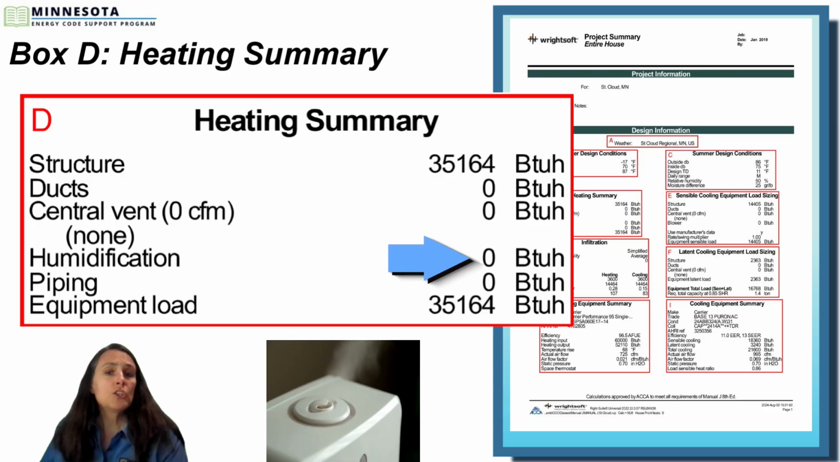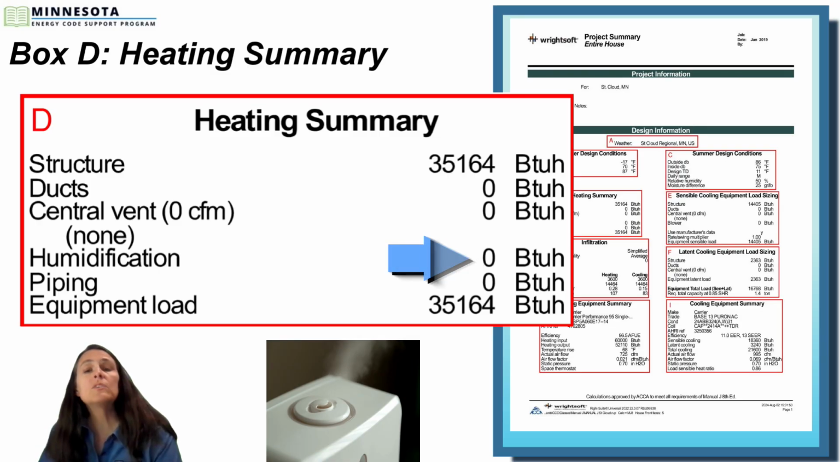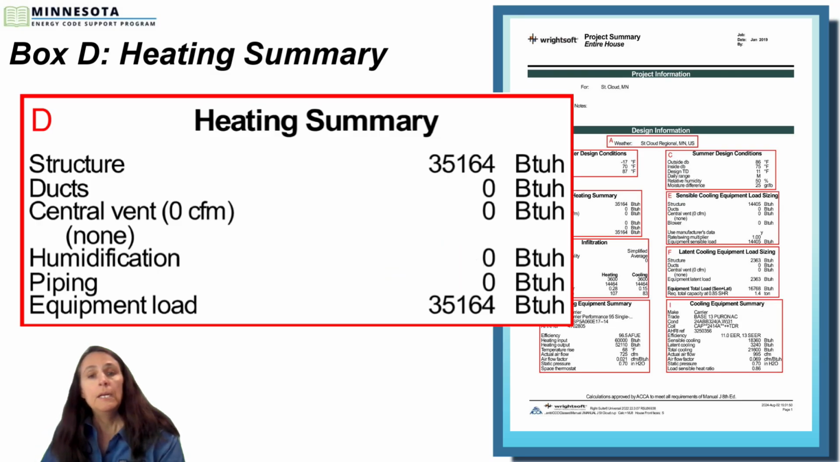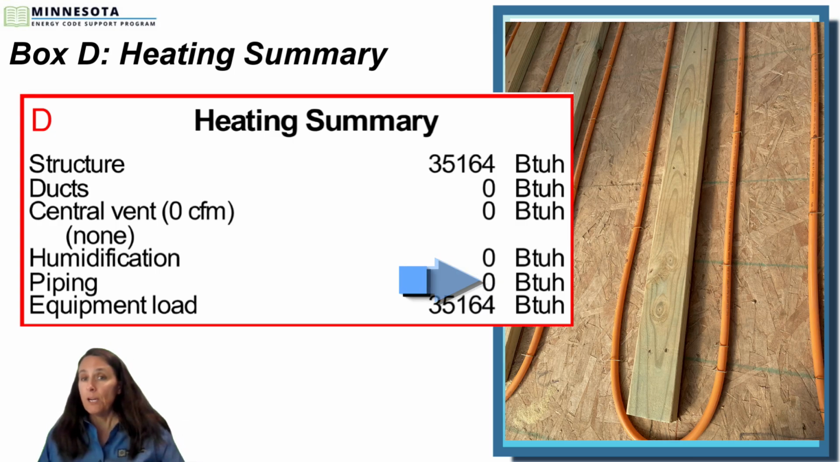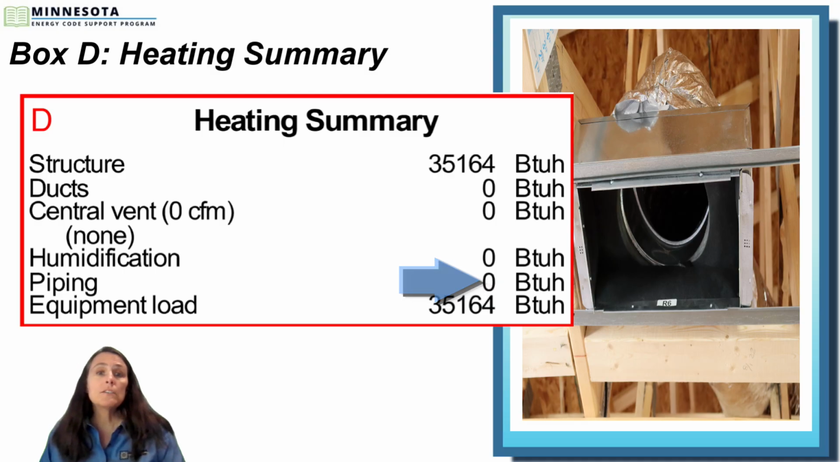The fourth row is showing any heat losses from installing a humidification system. This design does not include humidification systems, so the number is 0. The fifth row is heat losses from any piping systems. Now, this would be from hydronic systems, for example. And since this project is designed to a forced air system, there is no load here.